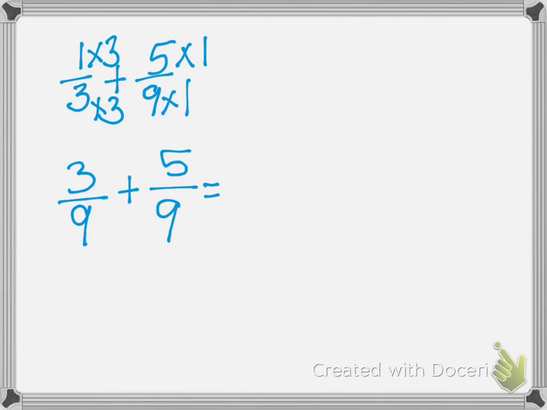And now I can add. 3 plus 5 is 8. It is not improper, and it is already in simplest form. So that is a quick tutorial on how to find common denominators, but also how to add fractions with unlike denominators.